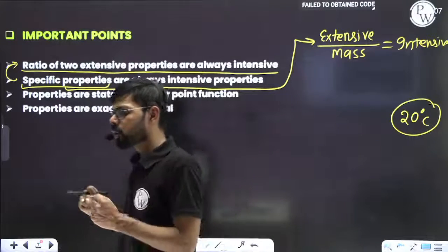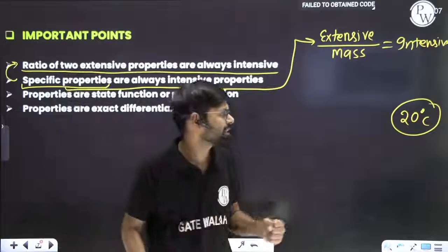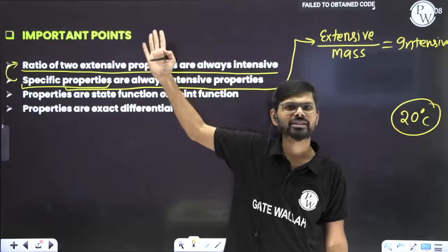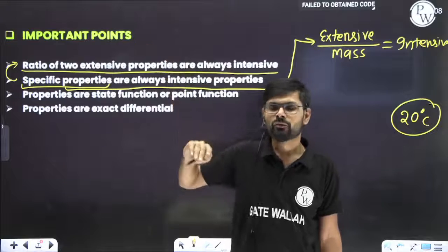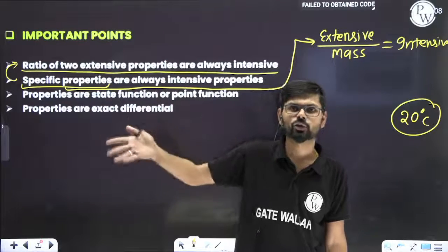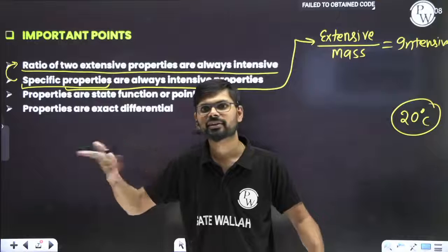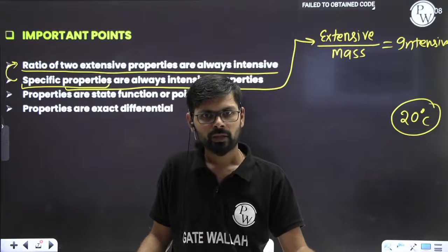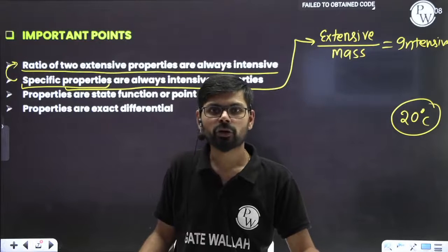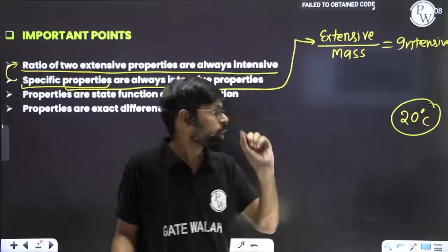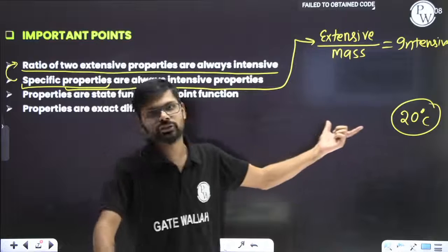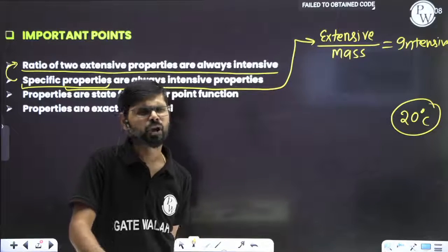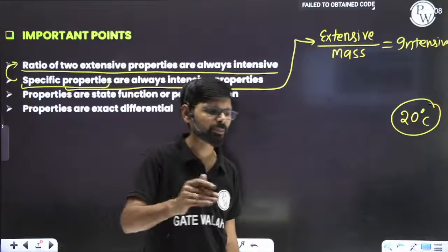So whatever hotness or coldness is associated with 20 degrees centigrade does not depend upon how you are achieving it or what AC you are using. Whether you are using a Voltas AC, a 5-star AC, a 3-star AC or a Panasonic AC, that doesn't matter. You are getting my point or not? The only thing that matters is the temperature here.